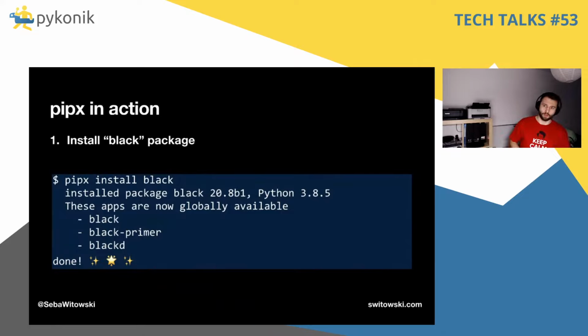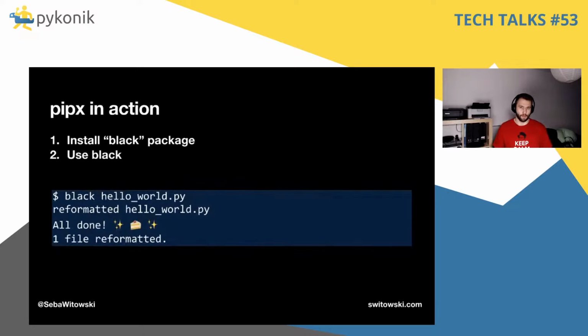Let's say I want to use black to format some Python code. First, I run pipx install black, and after a few seconds, I get a success message. Now I can use black as if it was installed with pip. It doesn't matter if I'm inside a virtual environment or not. I will always use this global black package. I don't have to activate anything. I just run the same commands as I would run if I used pip.